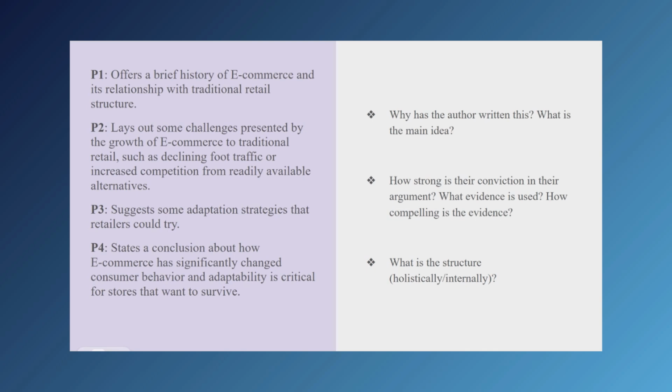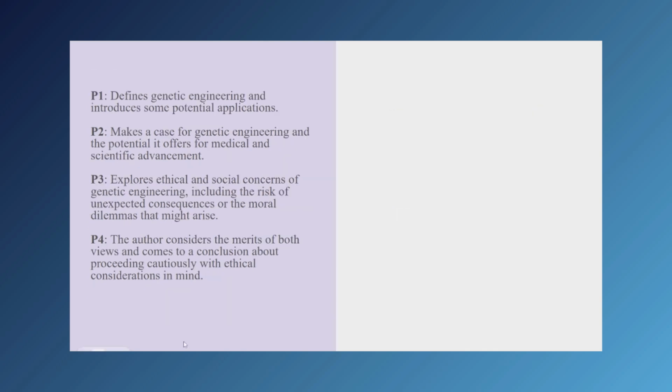How about a slightly different example? Let's say we have a passage about genetic engineering, and it's laid out this way. Paragraph 1 defines genetic engineering and introduces some potential applications. Paragraph 2 makes a case for genetic engineering and the potential it offers for medical and scientific advancement. Paragraph 3 explores ethical and social concerns associated with genetic engineering, including the risk of unexpected consequences or the moral dilemmas that might arise. And in the last paragraph, the author considers the merits of both views and comes to a conclusion of their own about proceeding cautiously with ethical considerations in mind.